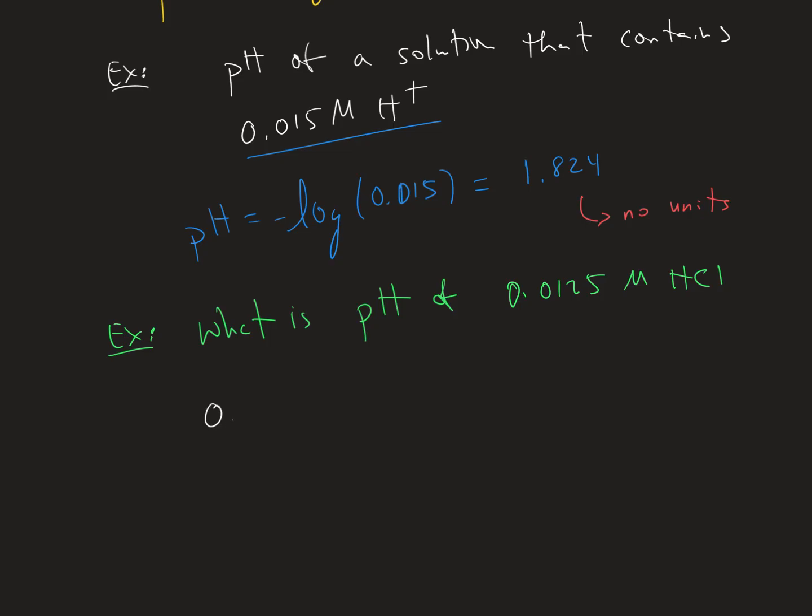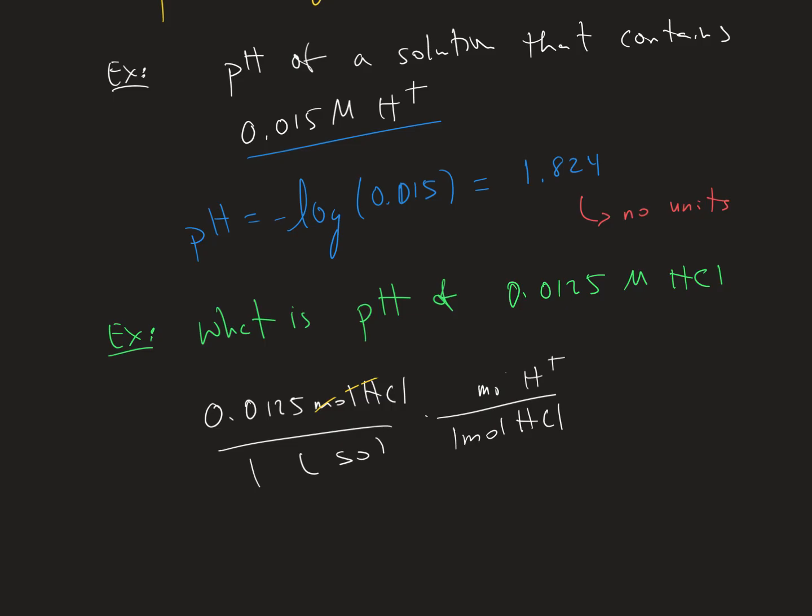So we got to change the 0.0125 moles of HCl per 1 liter of solution. Y'all with me what I did? Just change molarity to moles per liter. And now I got to change moles of HCl into moles of H plus. Can you all do that in your head? What goes on the bottom? 1 mole of HCl. How many moles of H plus, guys? 1.